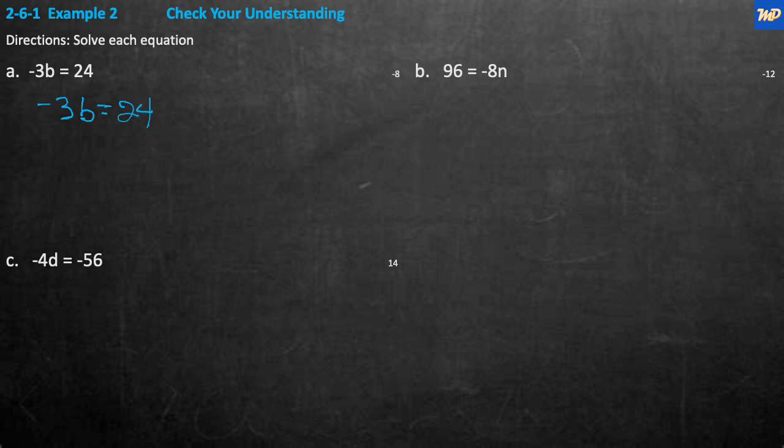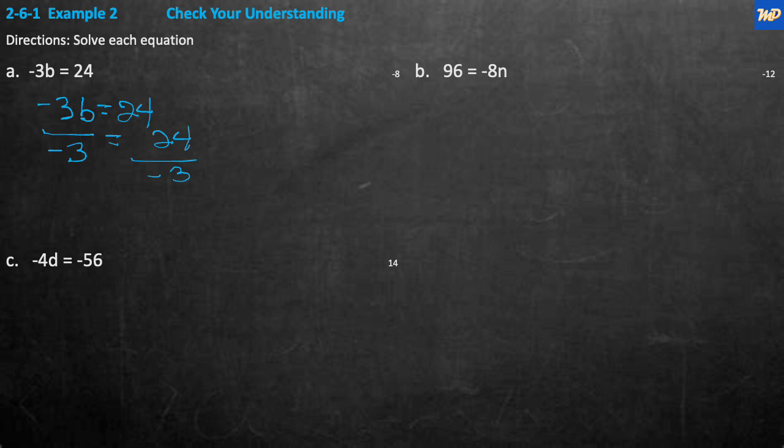So in order to get it by itself, we have to take this negative 3 that's multiplied times the b, and we're going to have to divide it, because that's what this whole section is about, dividing to get rid of the number here. So we're going to divide, and we're going to say that negative 3 on this side is b is equal to 24 divided by negative 3 on this side. We've done the same thing to both sides, negative 3.